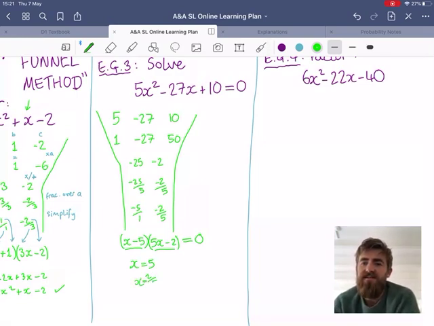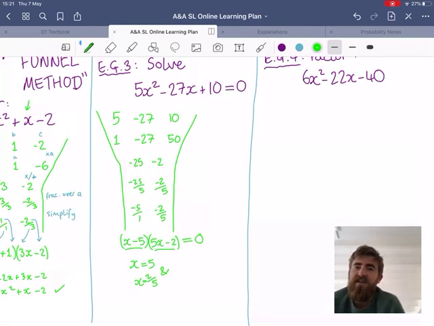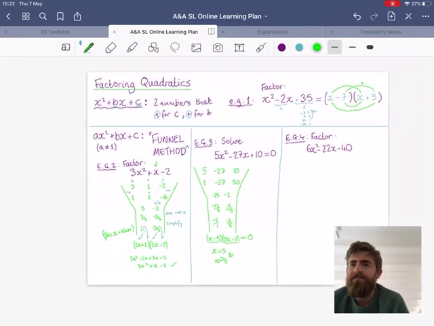Okay, that might take a few more steps to solve. And this is because if the first bracket is 0, it doesn't matter what the second bracket equals, because 0 times anything equals 0. And the same thing the other way around. So that's how we get our two answers if we want to solve a quadratic equation through factoring and through using the funnel method.